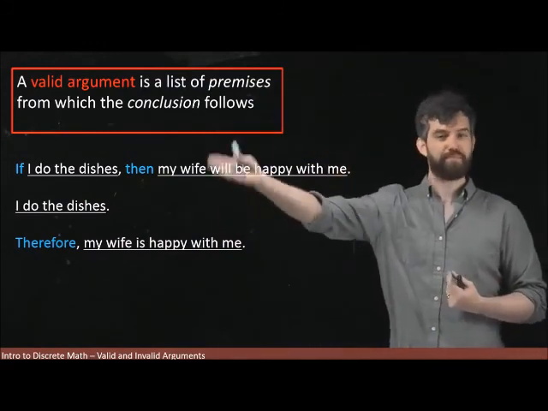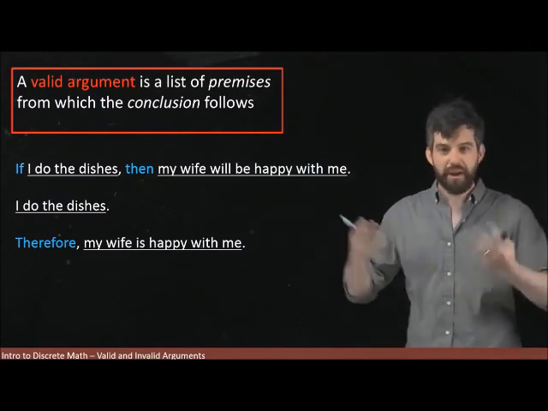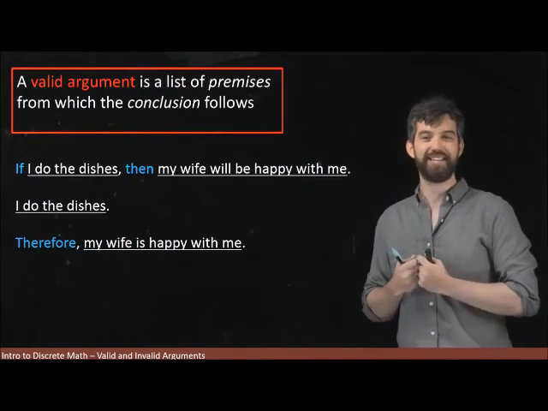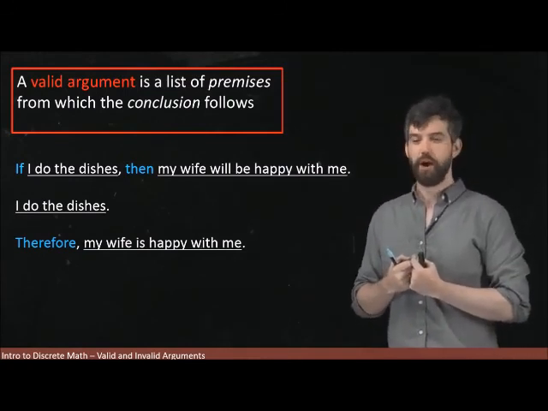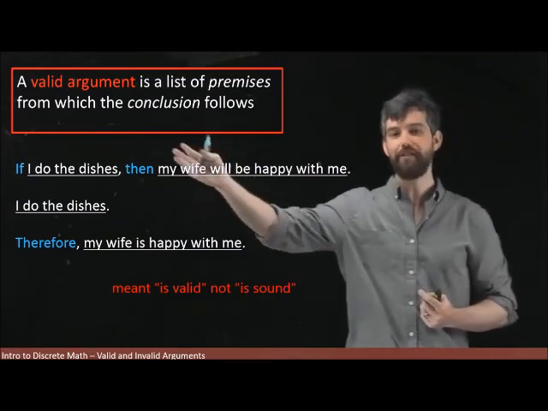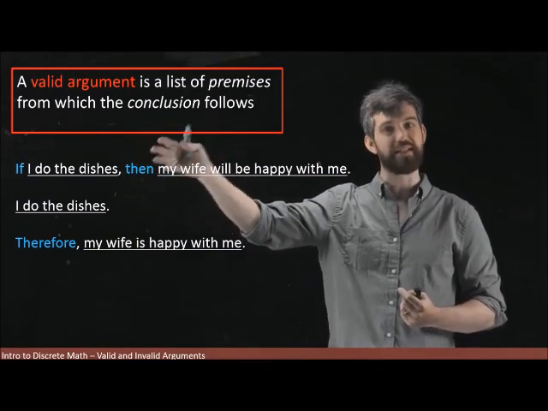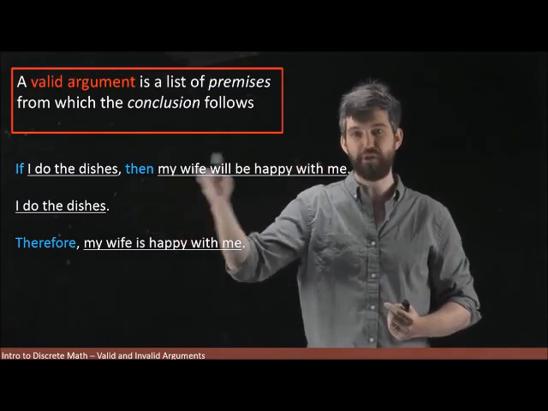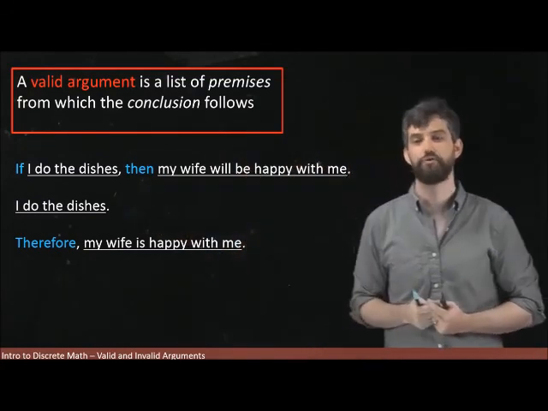Now, both of these premises may not be true. Maybe I don't do the dishes. Maybe this is way too simplistic of a statement to deduce my wife being happy with me. But the logic of it, I think, is sound. If I have this one thing, if I have this hypothesis, then I get the conclusion. I'm assuming that I do have the hypothesis, therefore I do get the conclusion, and I have this structure.